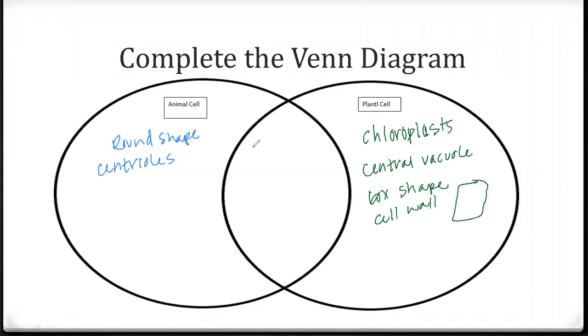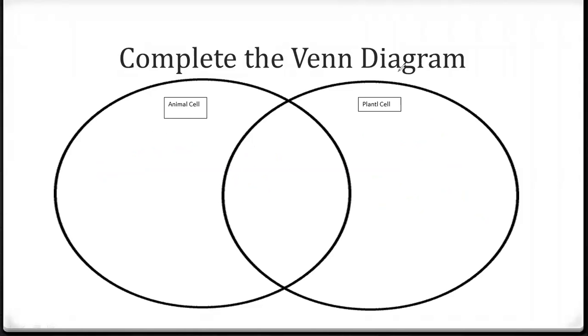Anyhow, things that they both have in common. Lots of things. A nucleus, mitochondria, smooth and rough endoplasmic reticulum. Lots of different things. So you could have a variety of answers in this spot. Okay. Moving on to the next slide.